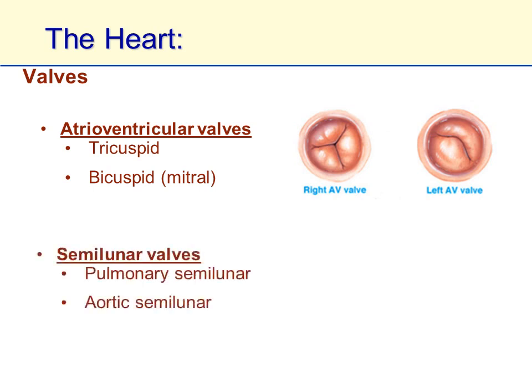The other type of valves is the semilunar valves. عندنا البلمونري semilunar valve والaortic valve. البلمونري between the right ventricle and the pulmonary trunk, while the aortic valve between the left ventricle and the aorta.